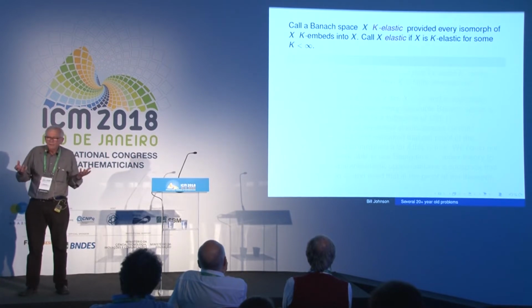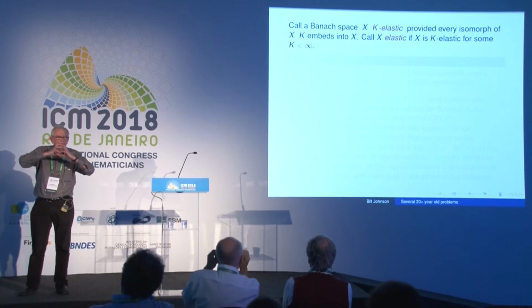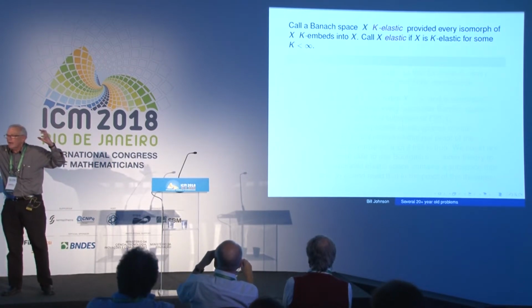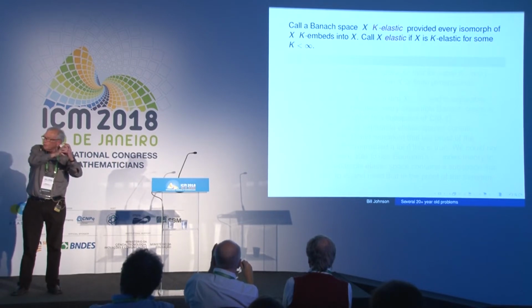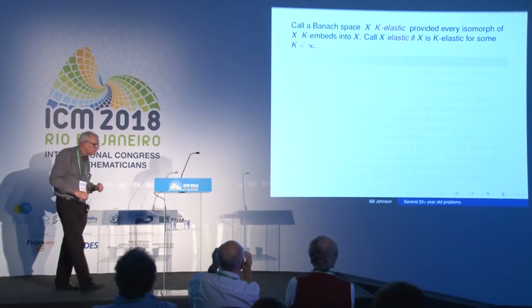So what does that mean? You take X, and you take an equivalent renorming of X to try to pull it way away from X. And elastic says you can't do that. It snaps back, and this renorming of X actually sits inside of X up to this constant K.